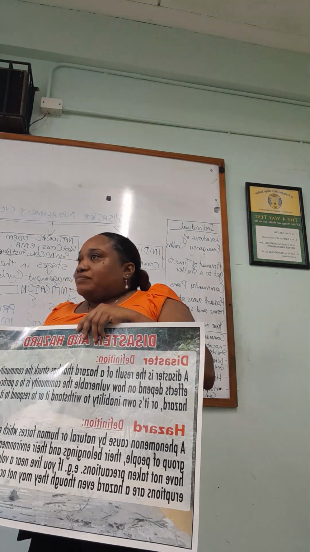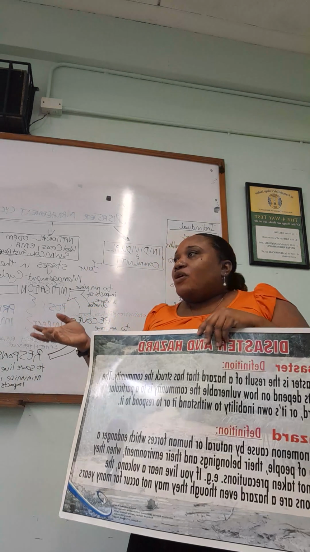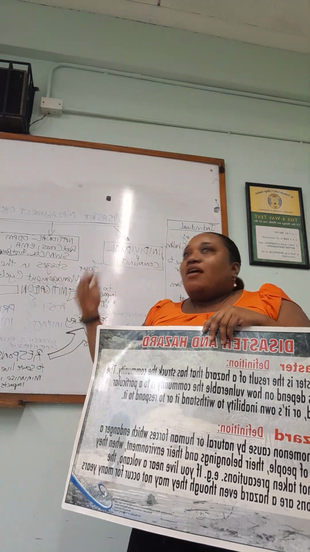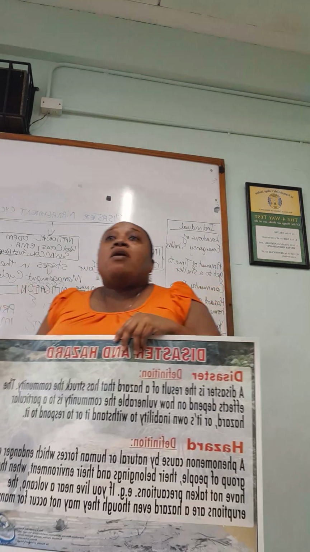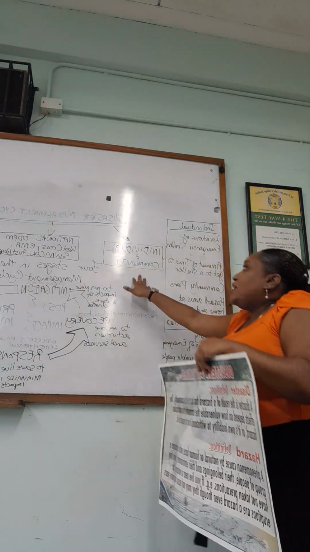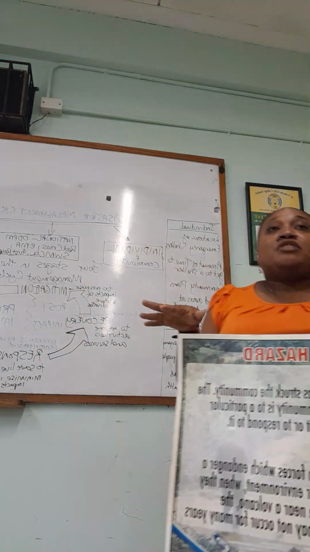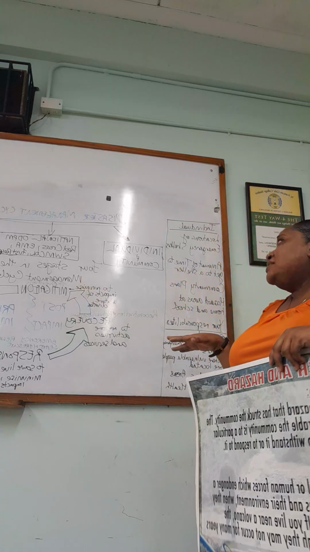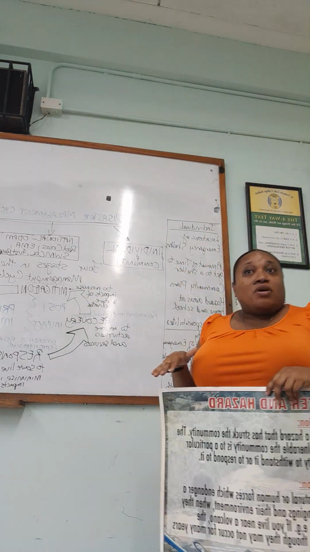Of course, Japan is like clockwork. Everybody knows how to respond. So with that being said, when we look at the disaster management cycle, we have to look at it at different levels. You all understand that?